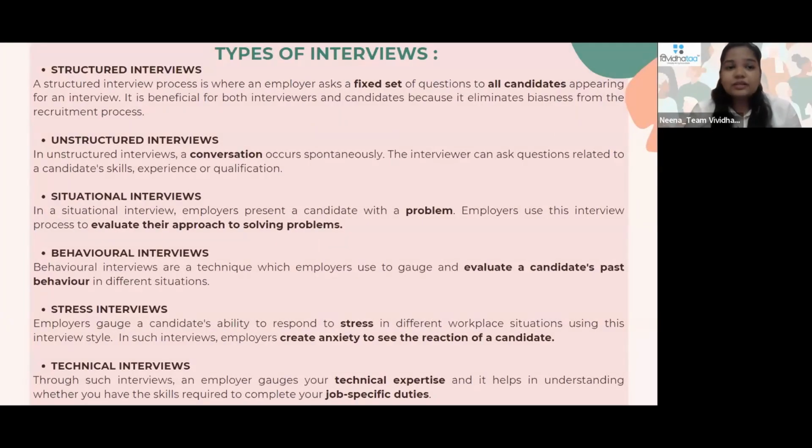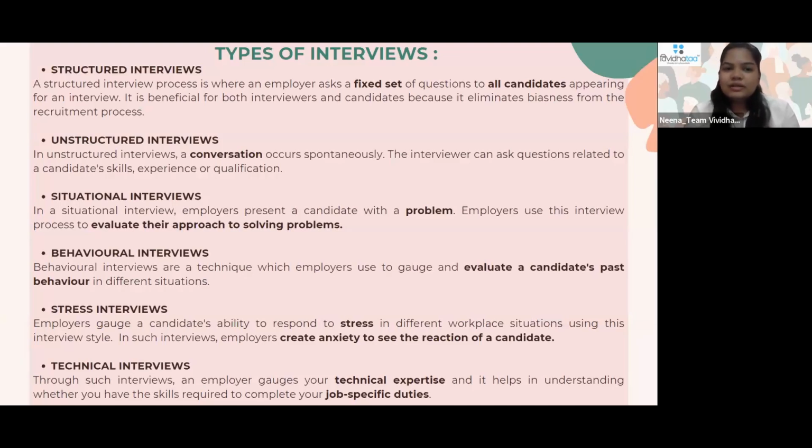Types of interviews, that is a very important part. So we have 6 major types of interviews. The first one is the structured interview, where the recruiter asks a fixed set of questions to all the candidates. If they have the top 10 questions, they will ask those questions only to all the candidates. This is a very important part as it eliminates bias in the recruitment process.